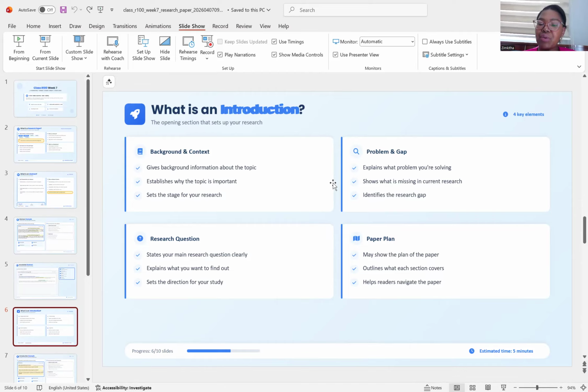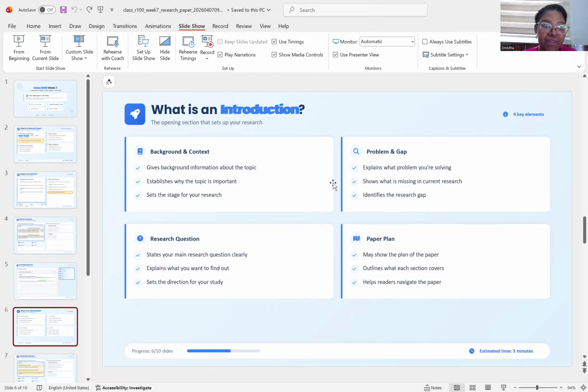You also state the problem and the gap, okay? Explain the problem you are solving. So the problem was, is online learning a help? And the problem would be that sometimes in-person classes are not easy for students, especially during times when universities are shut, or when students cannot commute to university because they live far. So that is a gap, okay? You show what is missing in current research and you identify the research gap.